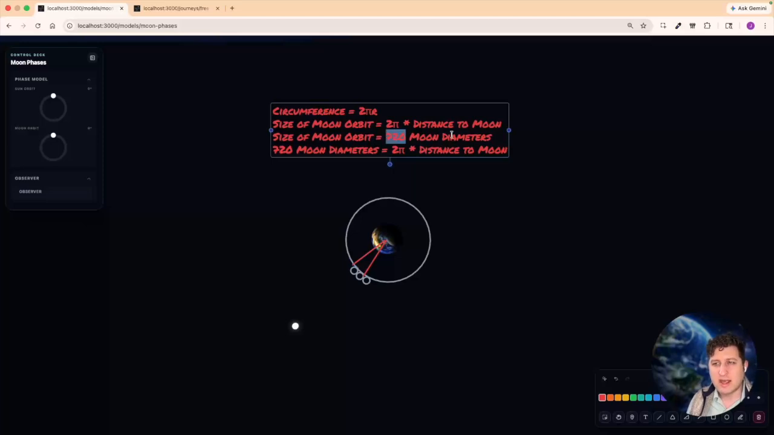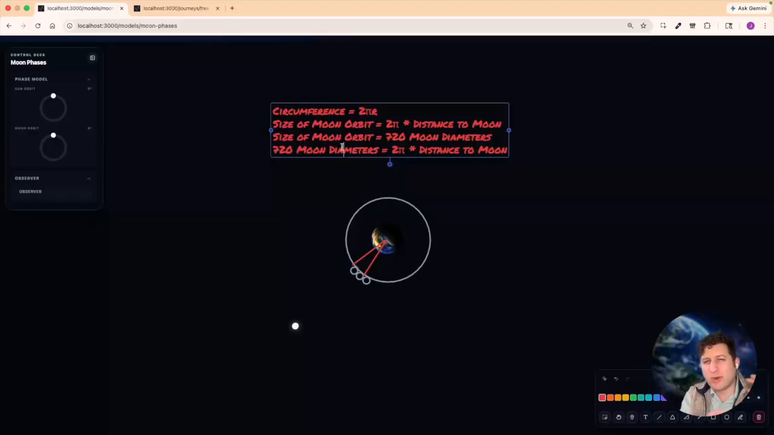And notice how I'm just taking this and I'm swapping it here. If these two things are equivalent, right, then I can replace size of moon orbit with 720 moon diameters in my function. And so now in this formula here, I can say that there are 720 moon diameters, and that is equivalent to 2 times pi to the distance of the moon. And so look how incredible this is. If I can figure out the distance to the moon, right, and I multiply it by 2 times pi, and then I divide it by 720, I can get the moon diameters.